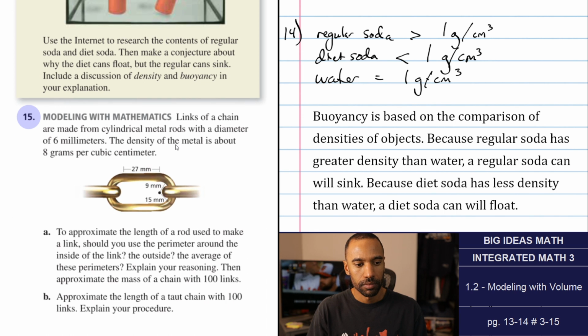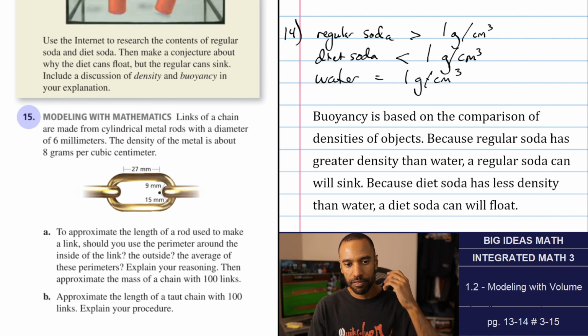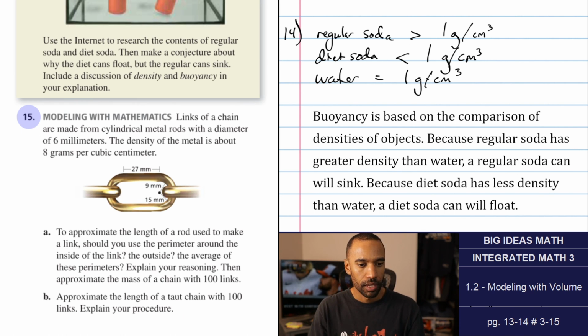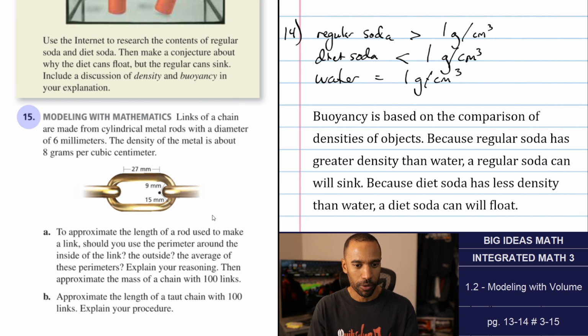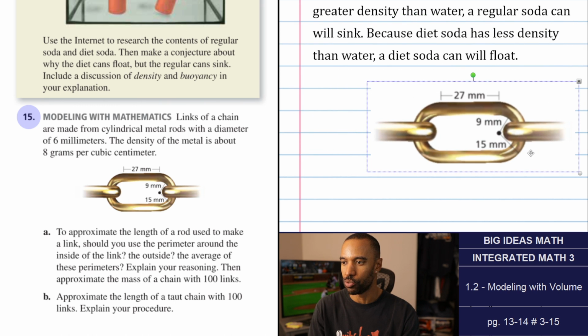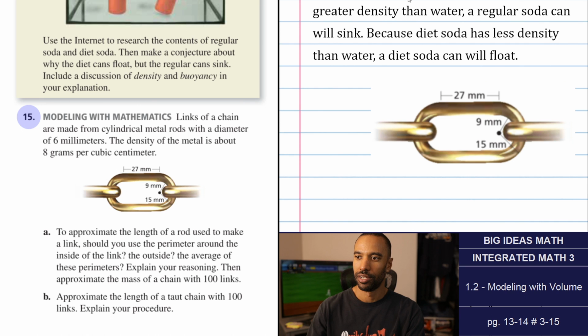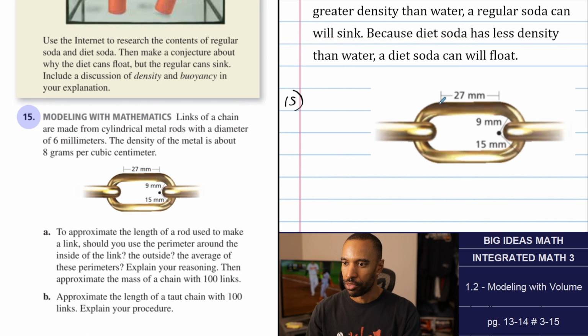Links of a chain are made from cylindrical metal rods with a diameter of 6 millimeters. The density of the metal is about 8 grams per cubic centimeter. And we have a picture. I want to copy paste this to make sense of the cylindrical portion instead of drawing it myself. It's a 2D drawing, but imagine that you have cylinders here. We'll probably have to do something with volume. The whole chain is cylindrical, but this one part is a cylinder in and of itself.